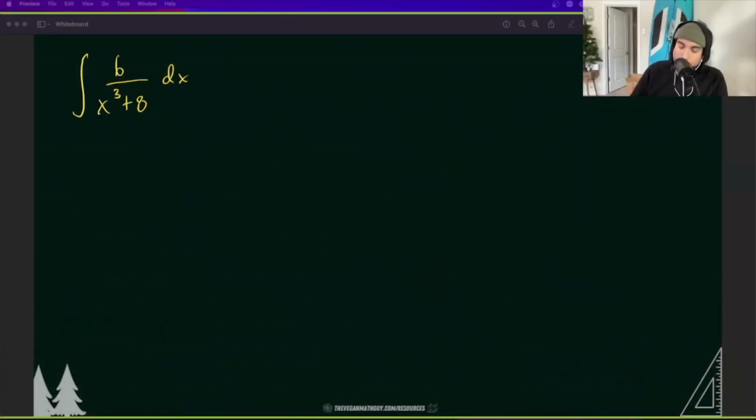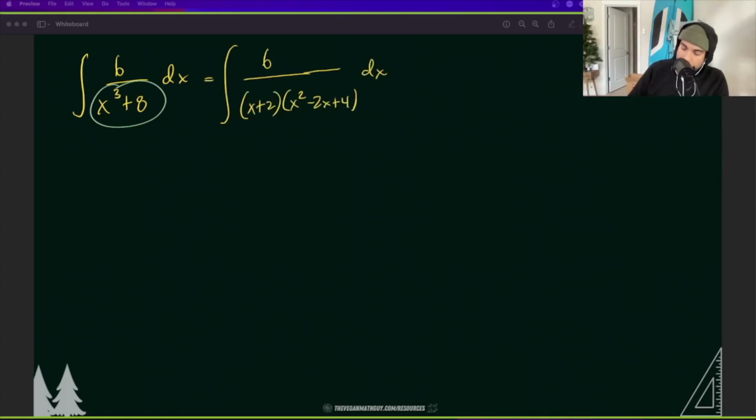Let's go. All right, so the first thing I'm going to do is go ahead and factor this using the difference of cubes. Doesn't look too bad so far, and I know that we're going to have to use partial fractions for this, so let's go ahead and do that now. Now let's work away with those partial fractions.